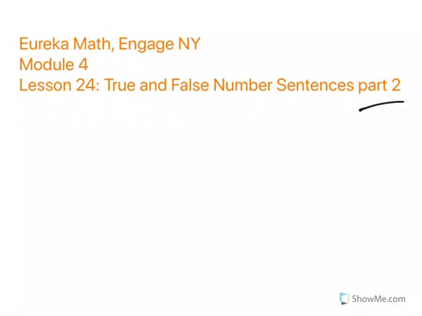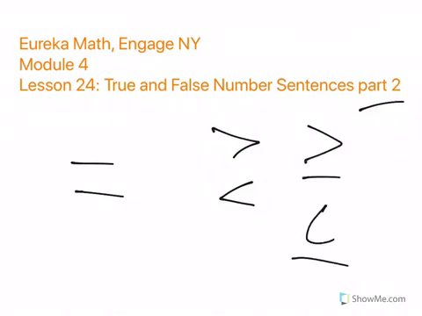Today we're going to identify values for variables in equations and inequalities that result in true or false number sentences. So we're going to have a number sentence that's either an equation, meaning it has an equal sign, or an inequality, right? Less than, greater than, less than or equal to, greater than or equal to. And we're going to decide what makes them true or false. Let's get started.